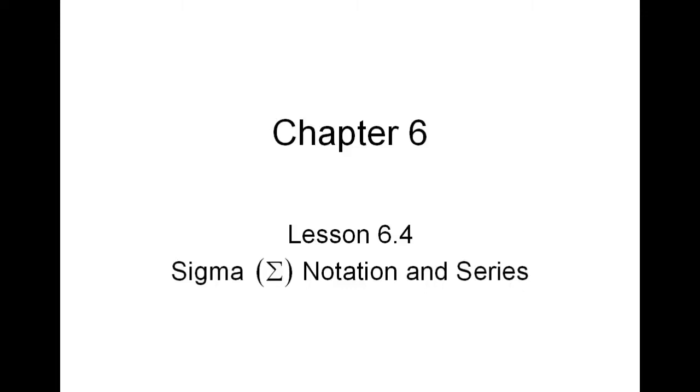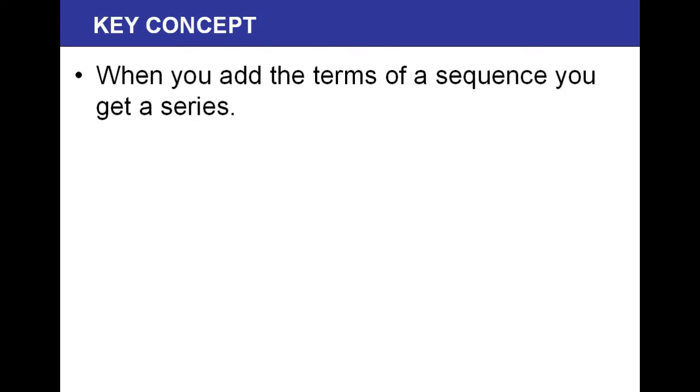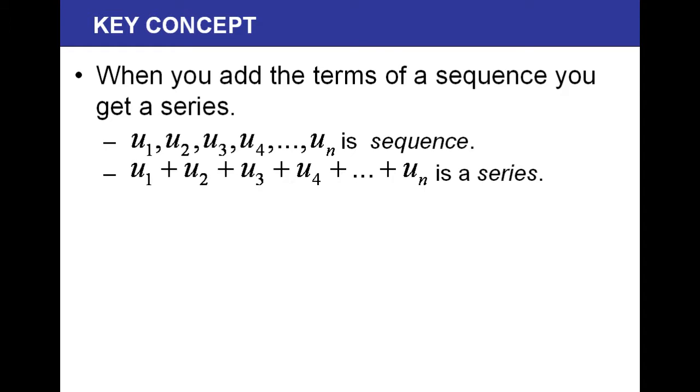In Chapter 6, we've been talking about sequences. Now we're going to talk about sigma notation and a series. When you add up the terms of a sequence, what you get is a series. So u sub 1, u sub 2, u sub 3, u sub 4 would be the terms of a sequence. U sub 1 plus u sub 2 plus u sub 3 would give me then a series.